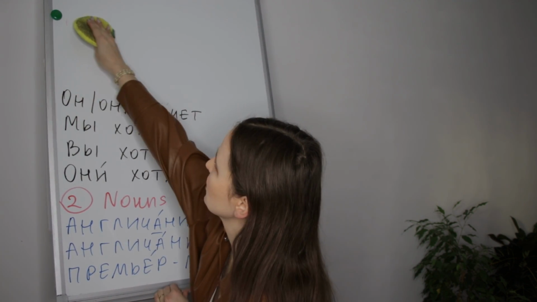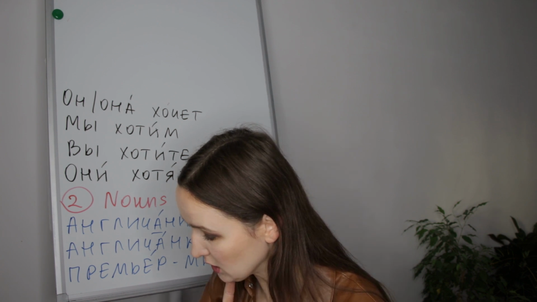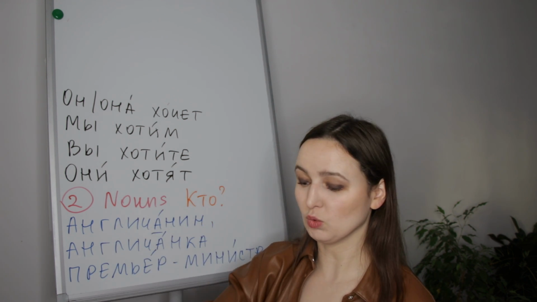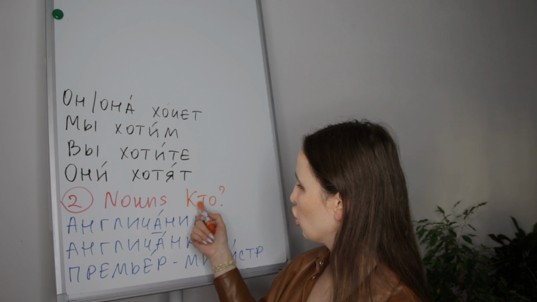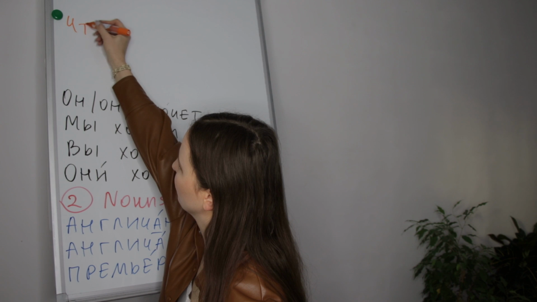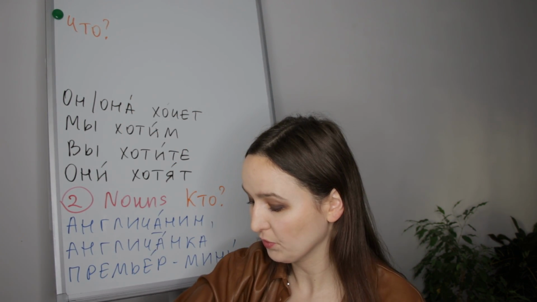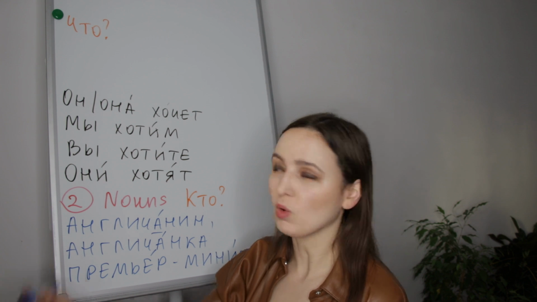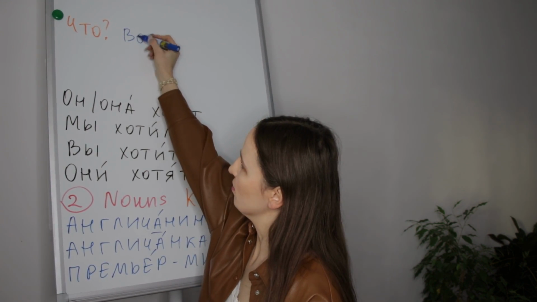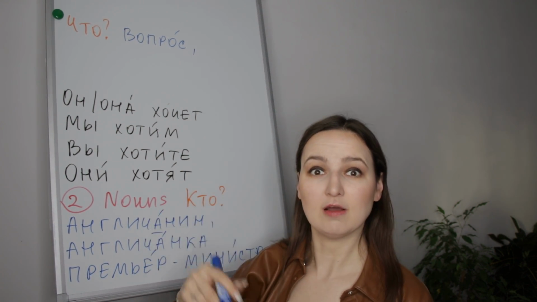Еще одно существительное. One more noun for кто is... Oh, no. Let's continue with что. Кто is who, что is what. Что. Inanimate nouns. Вопрос, question.